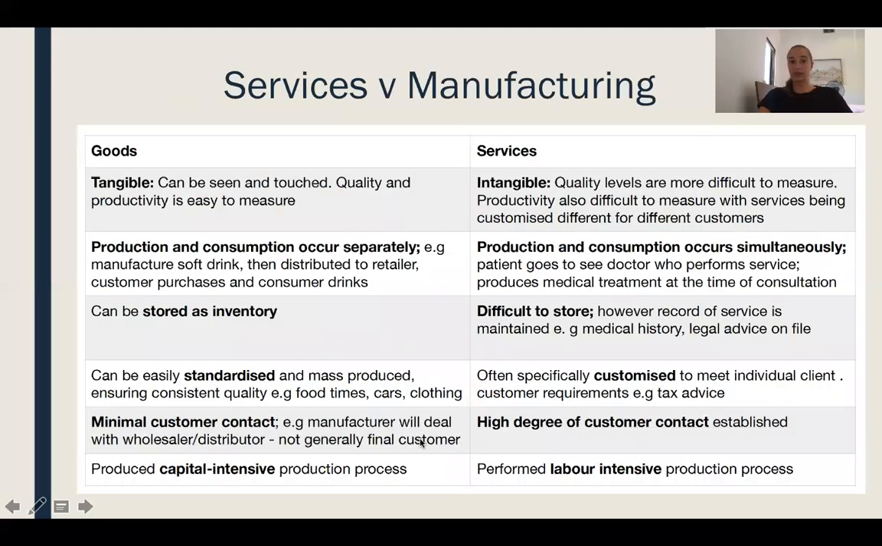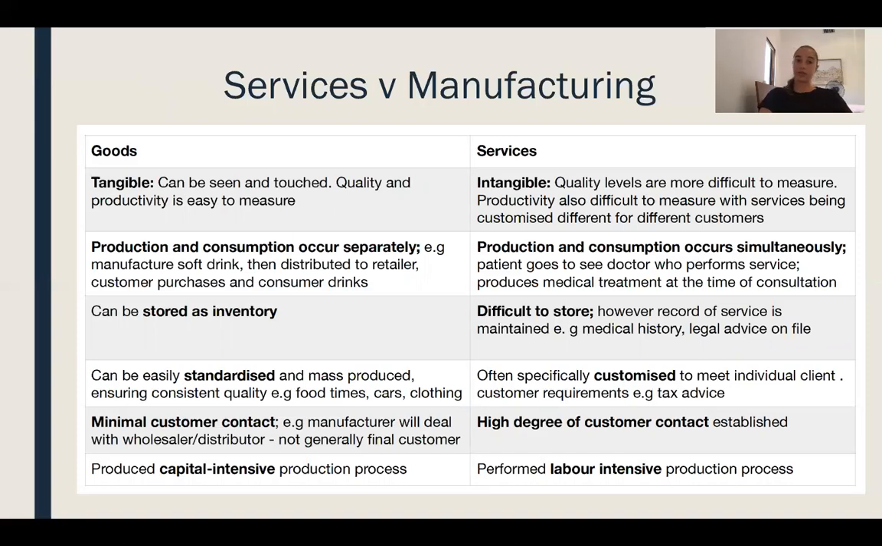Now we're going to go through the differences between services and manufacturing-based businesses. It's good to distinguish like things. So going across the table, when one is tangible, the other is intangible. It makes a lot more sense to distinguish like characteristics of the two, rather than saying that a good is tangible, but a service is performed through lots of labor. Try to stick to things on the same level of the table.